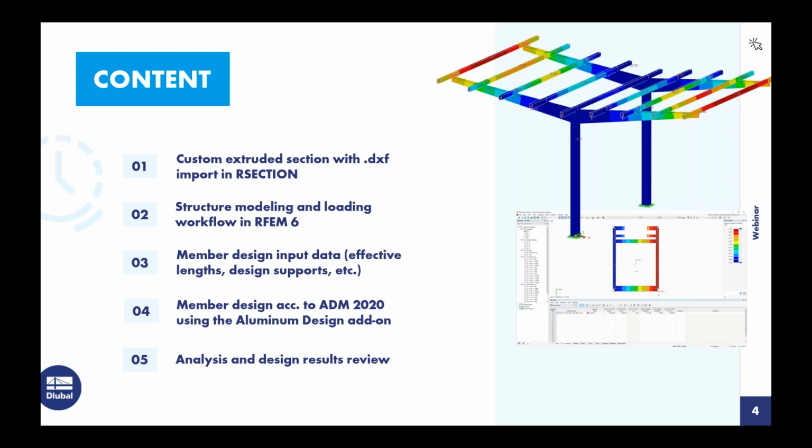Once we're in RFEM, we'll take a look at the structural modeling and loading workflow. We also want to define the member design input data. This is going to be specific to the aluminum design, and specifically I'm talking about topics like effective lengths or unbraced lengths. We'll utilize design supports for deflection calculations. We will also utilize the aluminum design add-on.